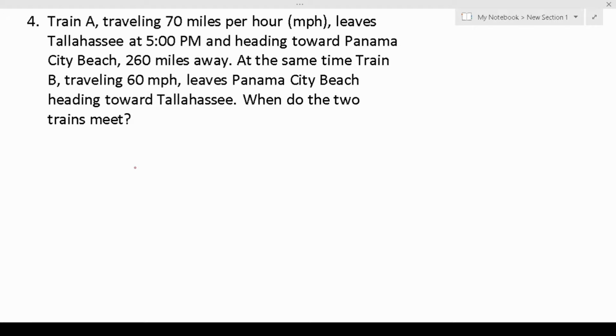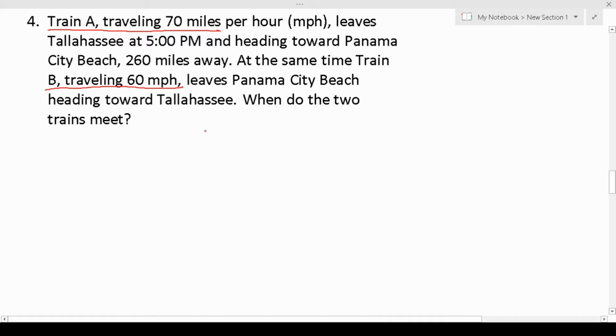Okay, so for these types of problems, we should realize that we have all the elements of the distance formula, that is d equals rt. But that said, we have this scenario in which two trains are traveling toward each other, albeit at varying rates. Train A, as we can see, is going 70 miles per hour, whereas train B is traveling at 60 miles per hour. In order to make sense of this problem, it's usually best to draw a little diagram.